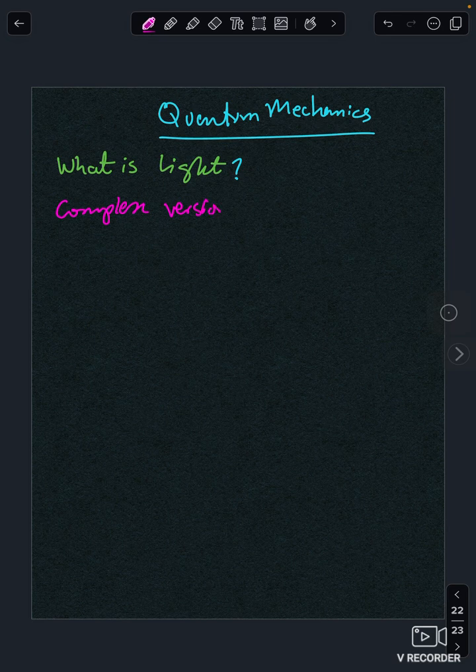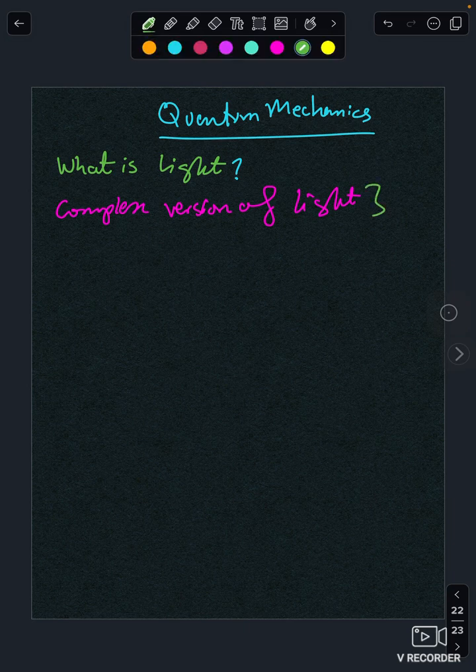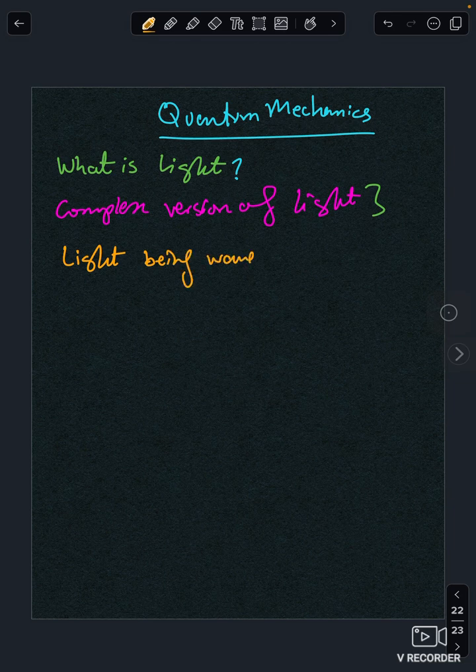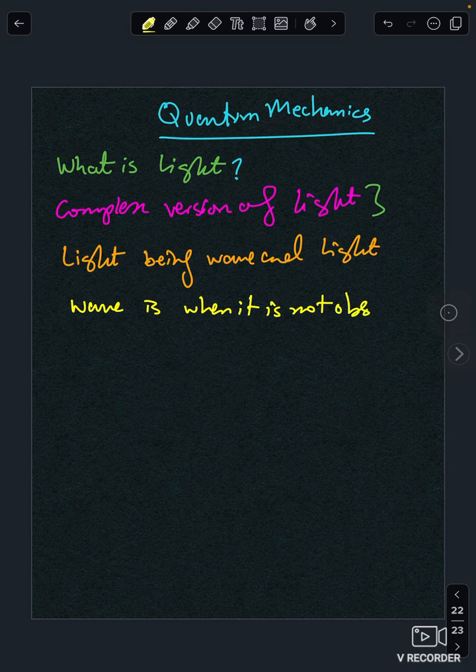the real science behind what is light. First of all, we will talk about light being wave and light. So the properties of wave is when it is not observed, as all the particles have this property in quantum mechanics.